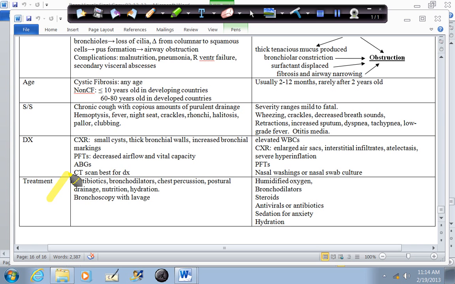A bronchoscopy is when the child is intubated, they put the tube down, and they then basically have a tube which goes straight into the lungs. Of course, the child has to be sedated for this. And lavage means that they then wash it out. They just put solution there and rinse the lungs as clean as they can, and then suck all that stuff back up. For bronchiolitis, we give humidified oxygen, and then the bronchodilators, steroids to decrease the swelling. Antivirals or antibiotics, because thinking of that preliminary cause. Sedation for anxiety, and then the person needs to be well hydrated.